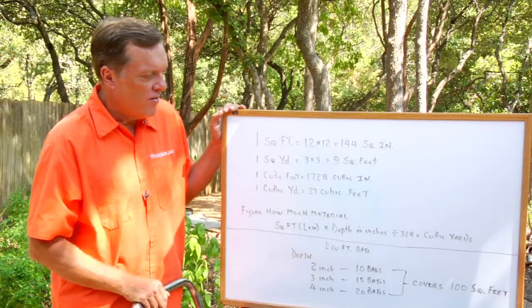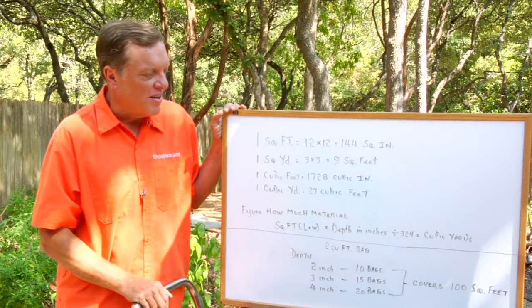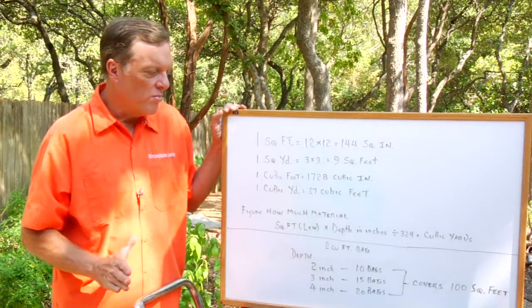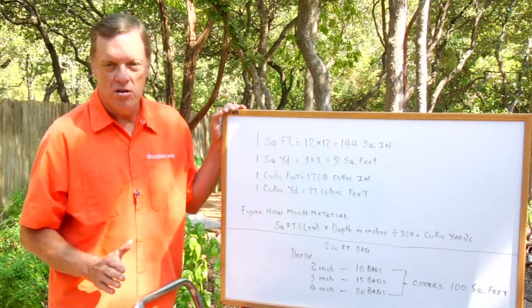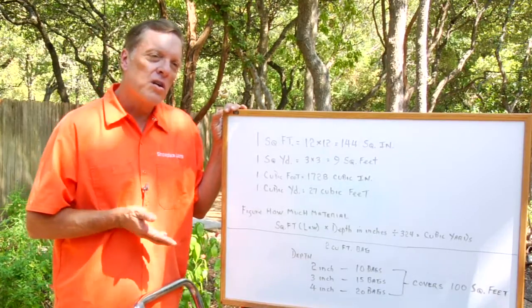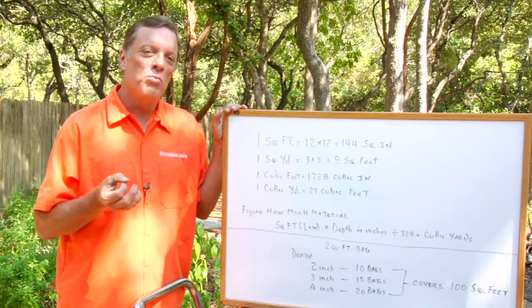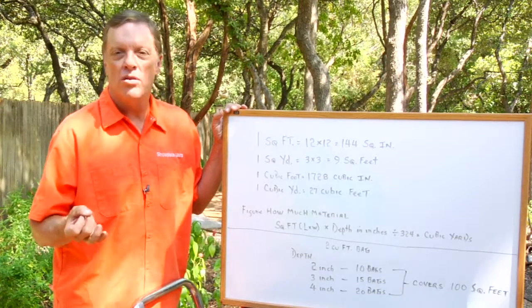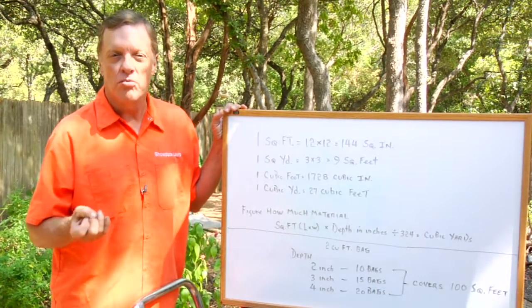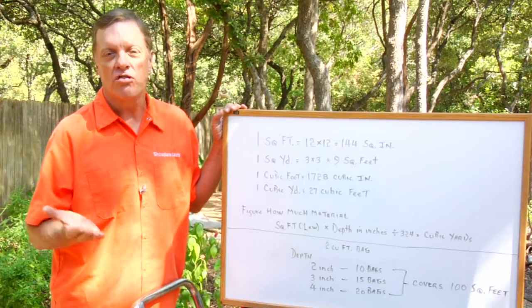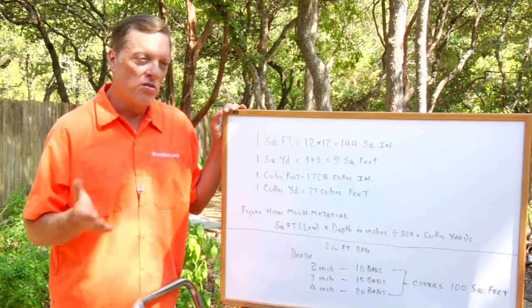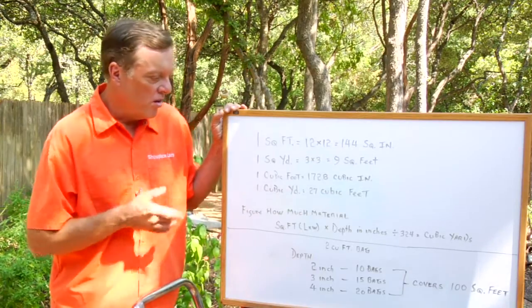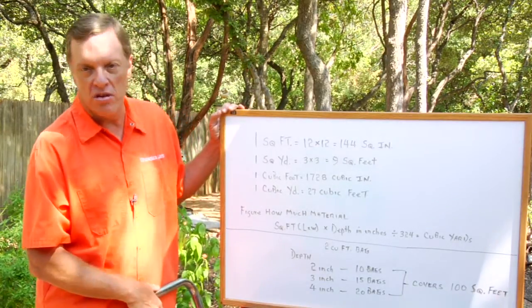One cubic foot is 1728 cubic inches. And 1 cubic yard is 27 cubic feet. One cubic yard is what you need when you order your soil, compost, and things in bulk. It comes in cubic yards. So when you say 6 yards, that's cubic yards. However many yards you need, it's cubic yards. So again, a cubic yard is 27 cubic feet.